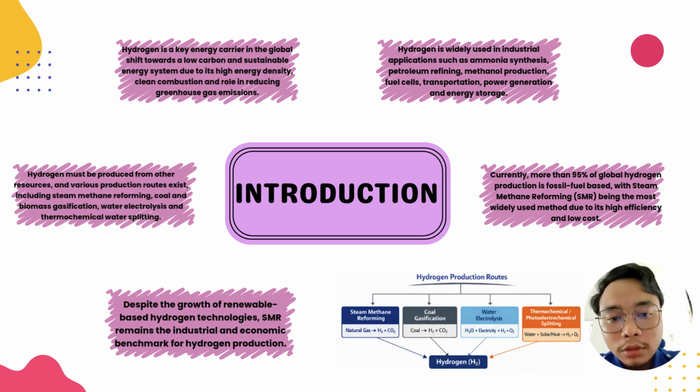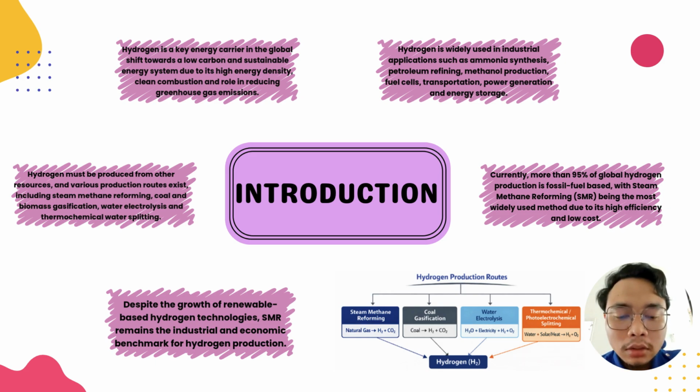Hydrogen must be produced from other resources, and various production routes exist, including steam methane reforming, coal and biomass gasification, water electrolysis, and chemical water splitting. Despite the growth of renewable-based hydrogen technologies, SMR remains the industrial and economic benchmark for hydrogen production.